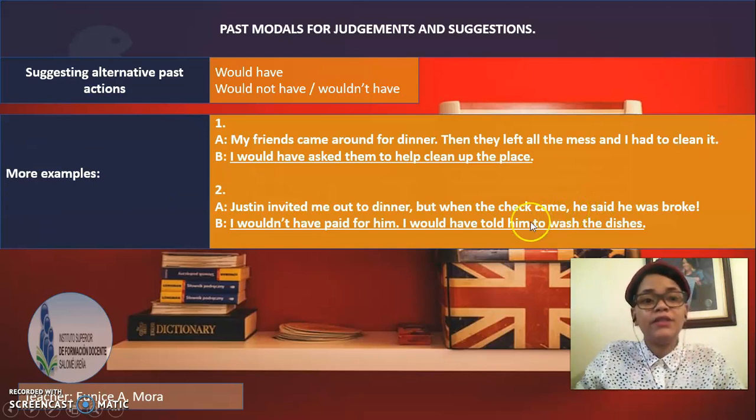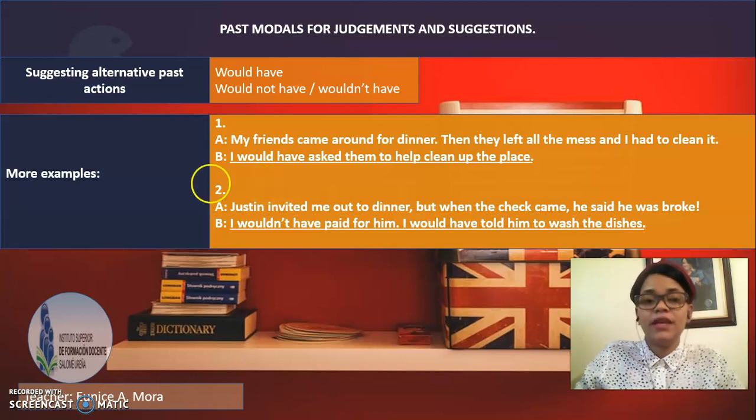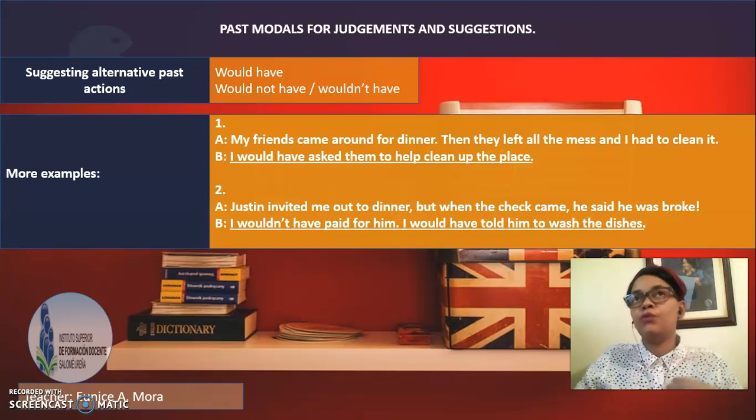When we are suggesting alternative past actions, we have more examples here. I can say, my friends came around for dinner. Then they left all the mess and I had to clean it. Then another person is giving his or her alternative, saying, I would have asked them to help clean up the place. It is something I would have done. It isn't what happened. I'm just saying what would have happened if it was me.